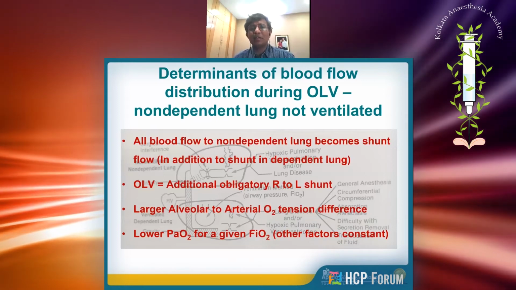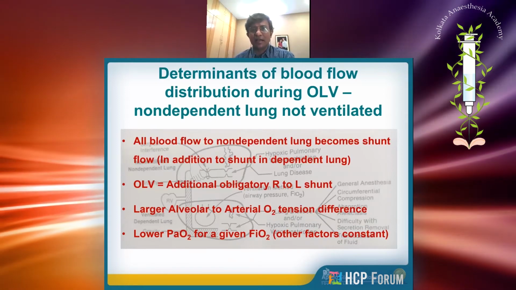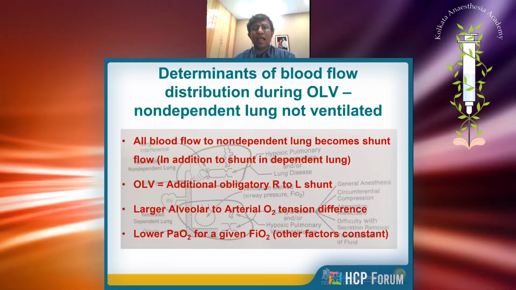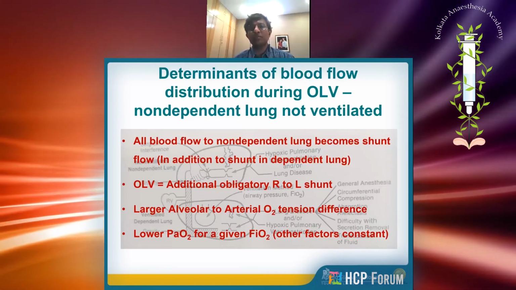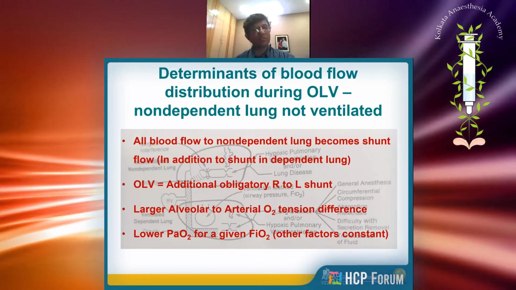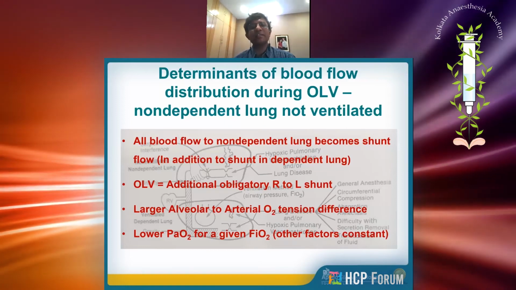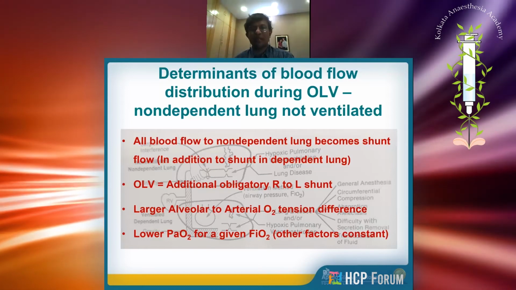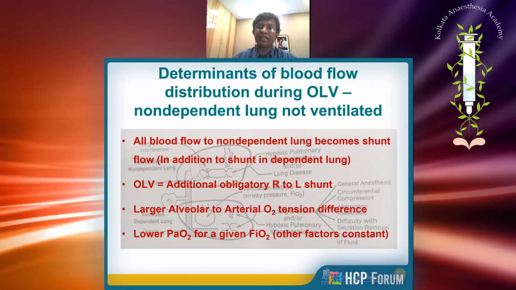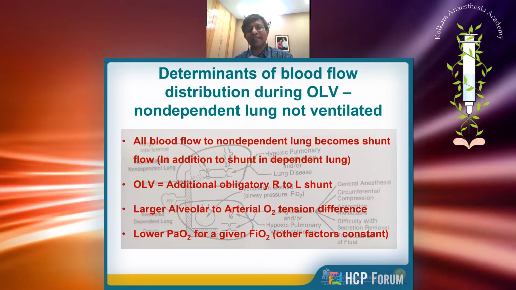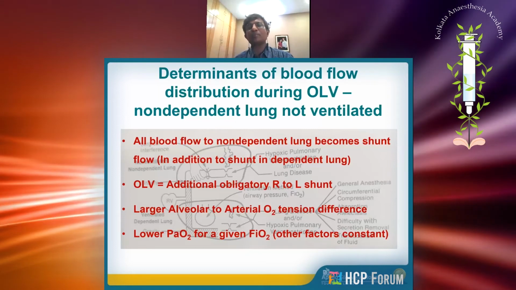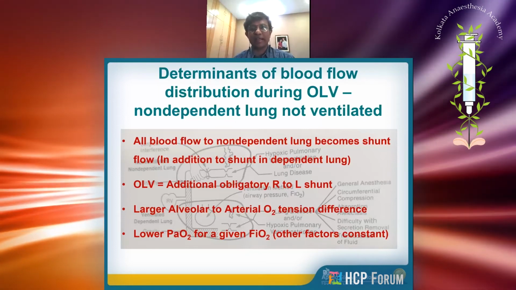The moment you have the non-dependent lung which is not being ventilated, all the blood going to this non-dependent lung is not being ventilated. This becomes a part of the shunt flow. So this will be in addition to the shunt that is already there in the dependent lung. Remember, it was being well perfused but not getting ventilated, so it is also creating a shunt.